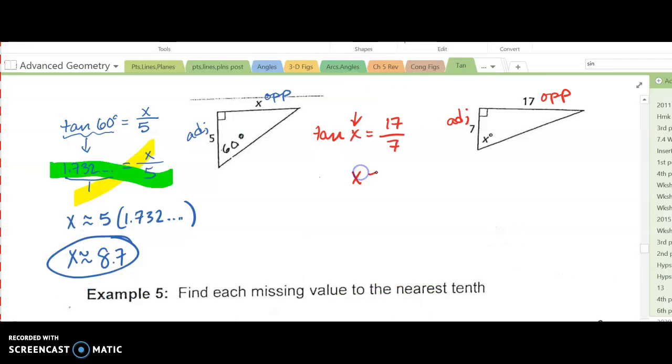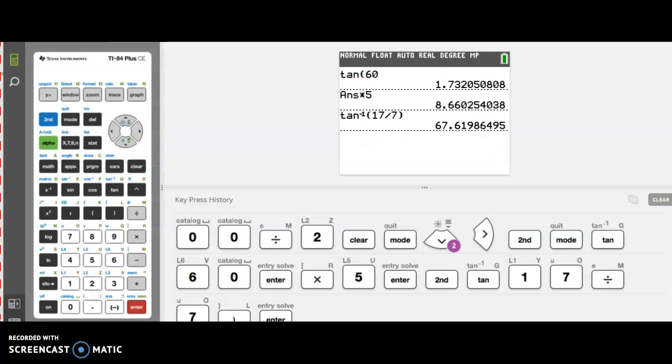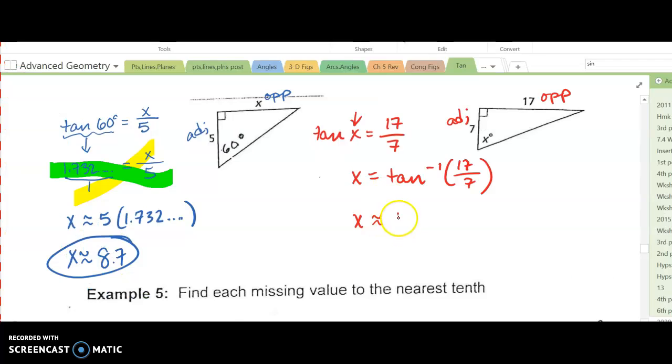So x, the way you notate that, not that you have to do that for this class, you will do it in pre-calculus, but for now, that's the way you notate that. And then we said, I've already forgotten, 67.6 degrees.